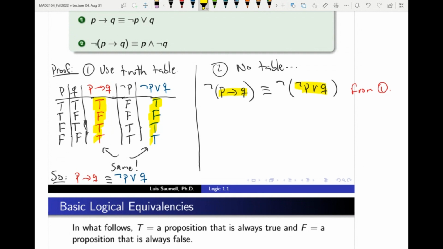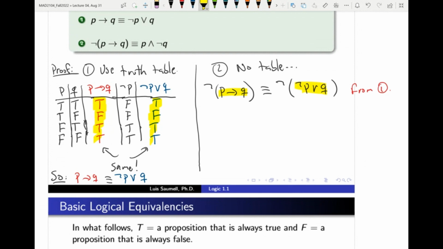Can you also write it as not P and not Q? Where did you get that from? Notes. I don't know, maybe I wrote it down. Not P and Q. Never mind. Different. Okay. Never mind.